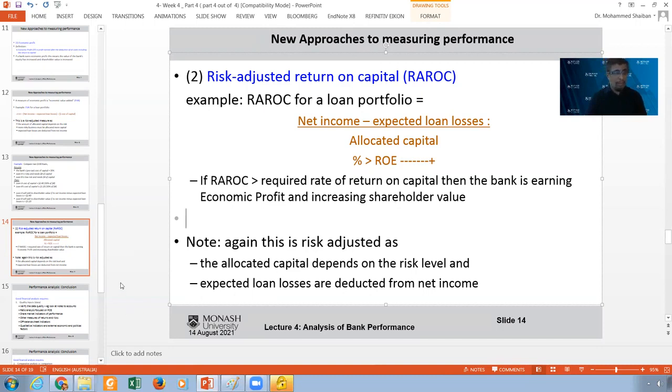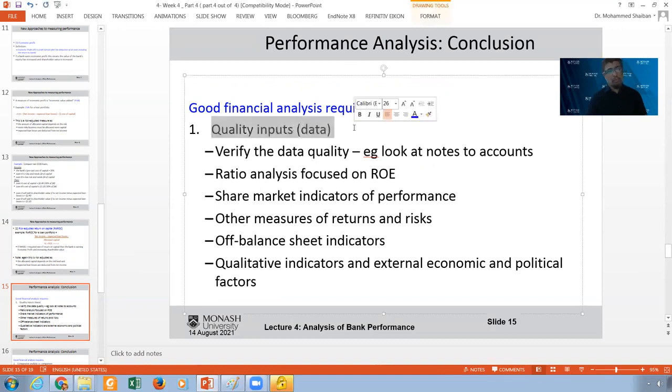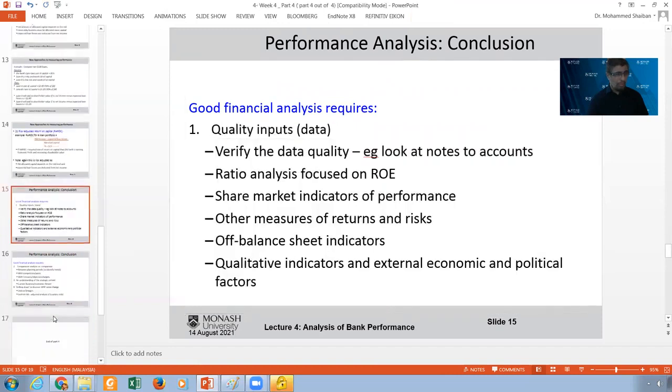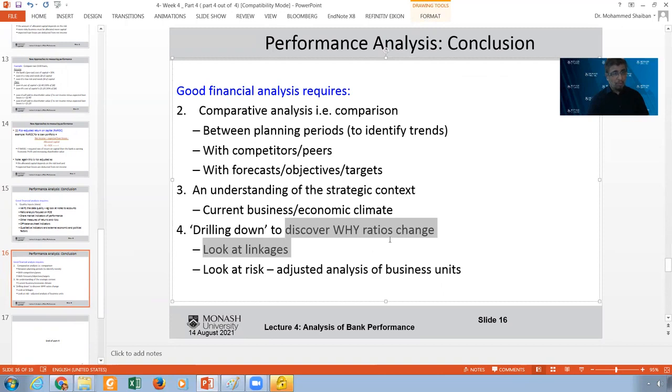I think I am done. So this is just recapping what we said. For the performance analysis, you have to get qualifying data. This is just to recap what we said in the 4 parts: verify the data quality, ratio analysis, share market data, other measures for return and risk of the balance sheet, and qualitative. You have to do all of those things to get a good analysis. Now, good financial analysis has to take into consideration comparing with their peers, the trend, and drilling down to discover why ratios change and look for linkages.